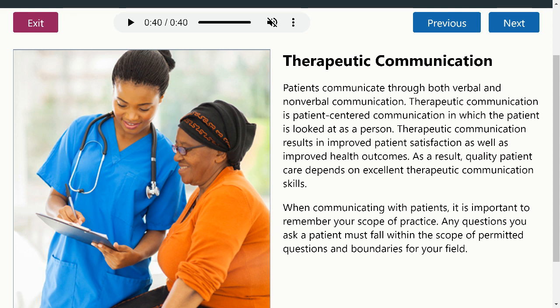So, best thing is to say, I'm not sure, I'll ask whoever, or try to find out. Because they don't care that you don't work in whatever department. They're just going to start asking you questions, thinking you know the answer to everything. So any questions you ask a patient must fall within the scope of permitted questions and boundaries for your field. So whatever you're trained, went to school for, study for, that's what you can talk about and elaborate on.